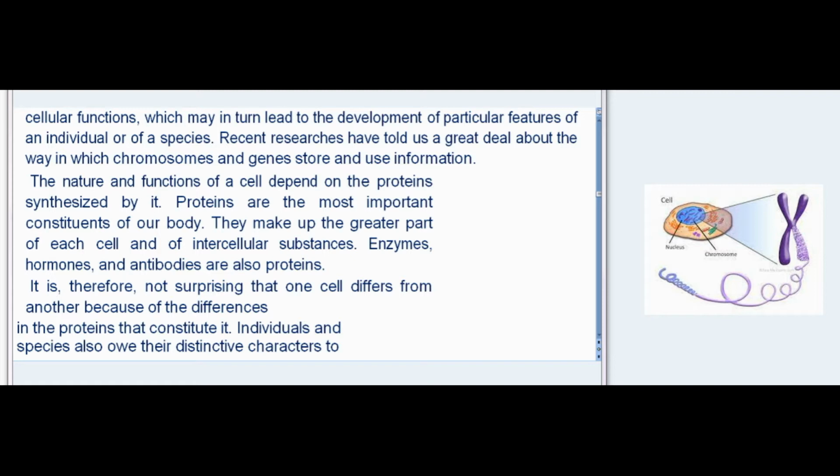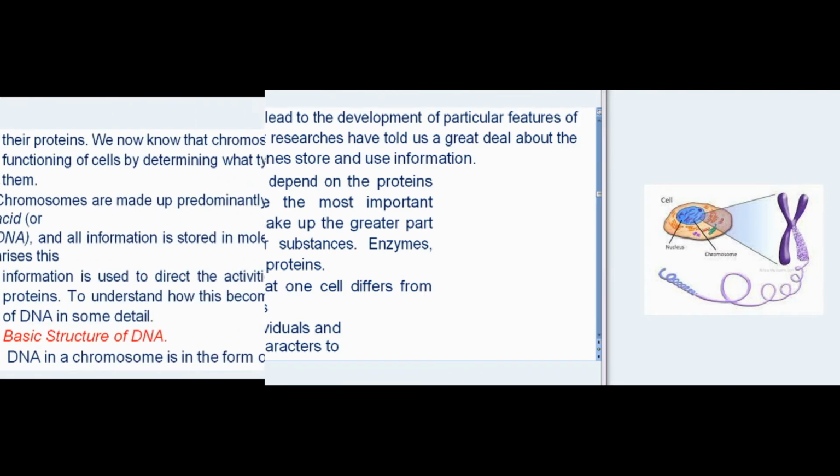The nature and functions of a cell depend on the proteins synthesized by it. Proteins are the most important constituents of our body. They make up the greater part of each cell and of intercellular substances. Enzymes, hormones, and antibodies are also proteins. It is, therefore, not surprising that one cell differs from another because of the differences in the proteins that constitute it. Individuals and species also owe their distinctive characters to their proteins.